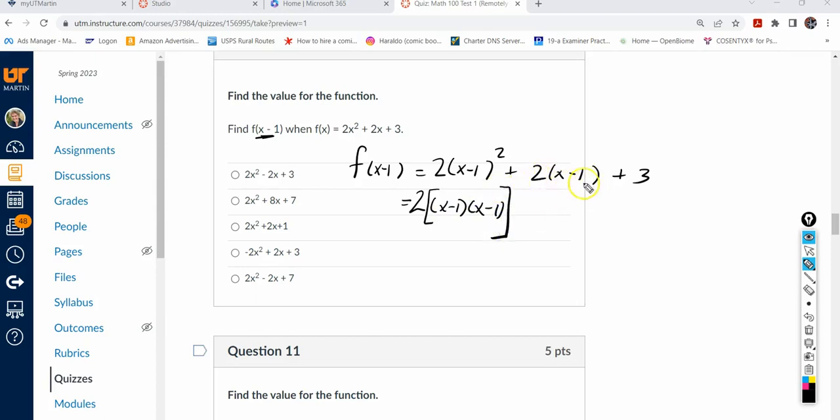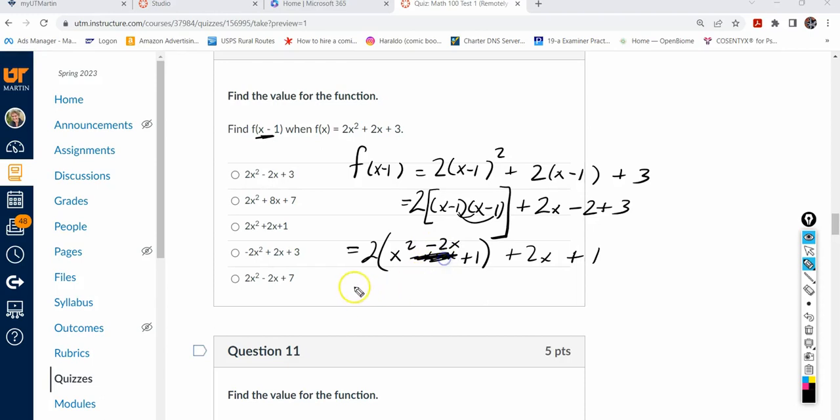Here I need to distribute the 2 through. So I'm going to have plus 2 times x and plus 2 times negative 1, which is minus 2, and then I have the plus 3. Here I'm going to have x squared, have to FOIL it, minus x, then minus x again, and negative 1 times negative 1 is plus 1. And I'll have plus 2x, and negative 2 plus 3 is plus 1. Now inside here, negative x minus x is the same as minus 2x. So I'm just going to save a line there.